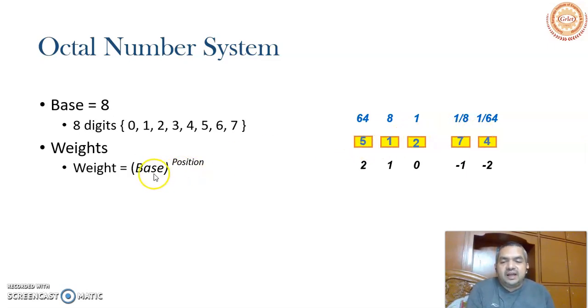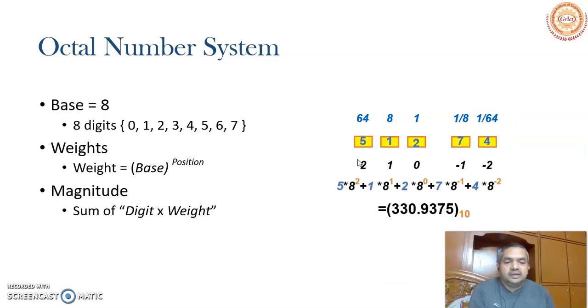If it is an octal number system, the weight is equal to base power position, no doubt in that. So the values will be 1, which is 8 power 0; then 8 power 1, which is 8; 8 square is 64. Similarly, 8 power minus 1 and 8 power minus 2 are 1 by 8 and 1 by 64. Now we convert like this, and the magnitude is the sum of digit into weight. We have already seen that. Finally, the value will be equal to 330.9375.